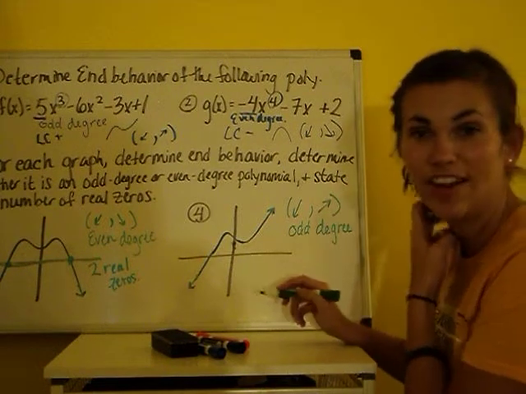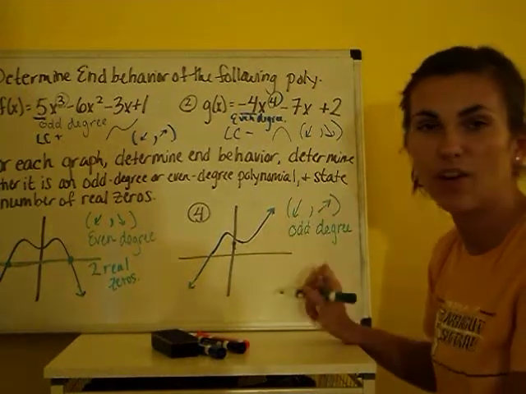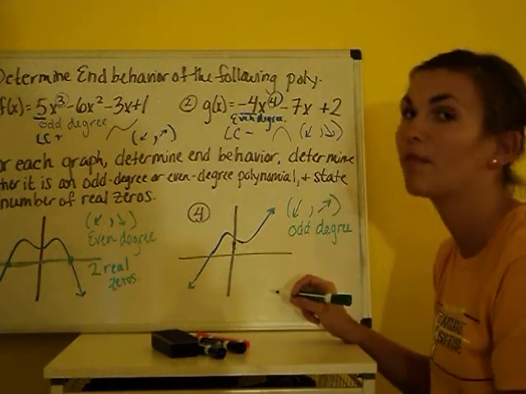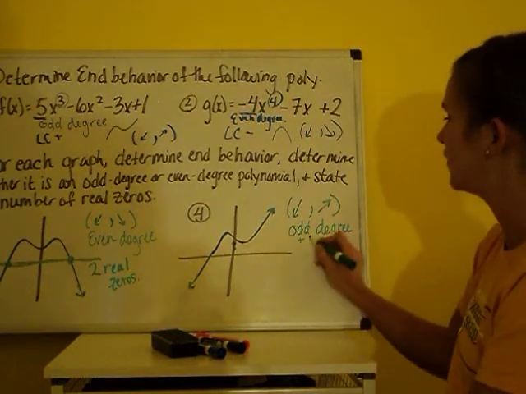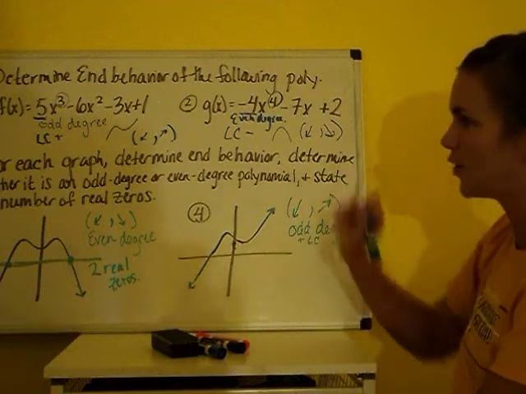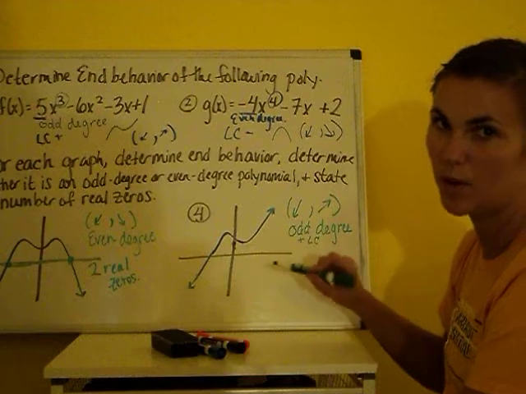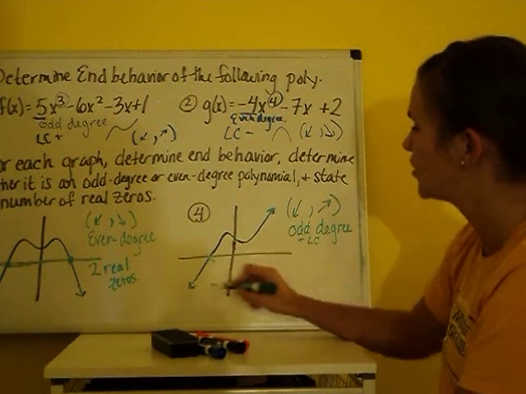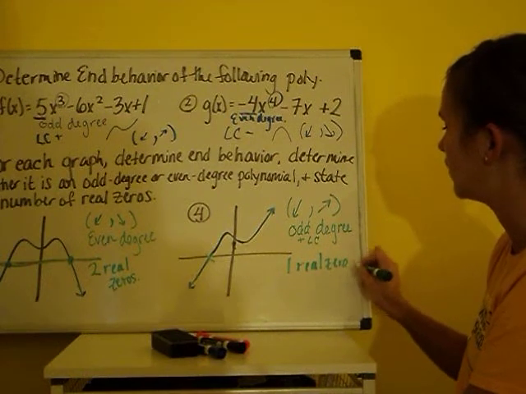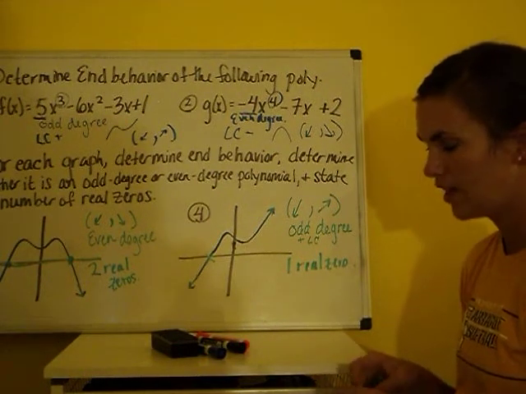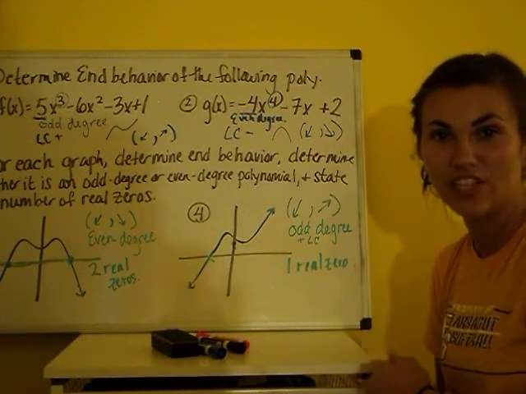Okay. Out of curiosity, if we are going from negative infinity to positive infinity, does this mean that my leading coefficient is positive or negative? Positive, that's right. Positive leading coefficient. That's just a side note because our question asked us that. And then the number of real zeros is the number of times we are crossing the x-axis, which is right there, so we have 1 real zero. Okay? That is the end of end behavior, and that is the end of section 7.1.